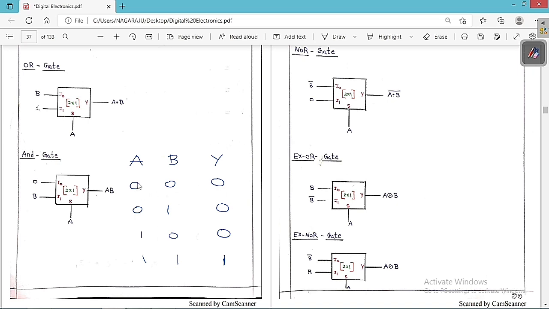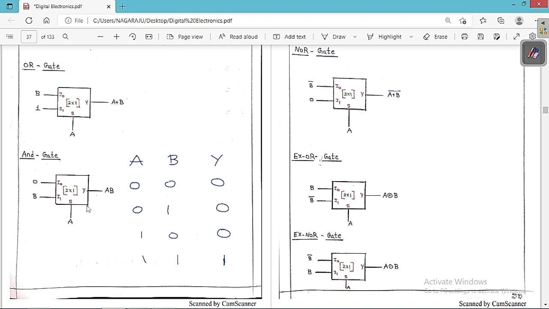Suppose I take A as MSB and B as LSB. When A is equal to 0, this I0 is going to get activated. If B is equal to 0, Y is equal to 0, and if B is equal to 1, Y is equal to 0. So irrespective of B, Y is always 0, so we have to give 0 here. If A is equal to 1, this line is activated. If B is equal to 0, Y is equal to 0. If B is equal to 1, Y is equal to 1. So it is following B, so we have to give B here.